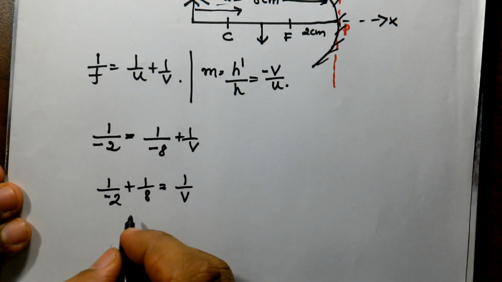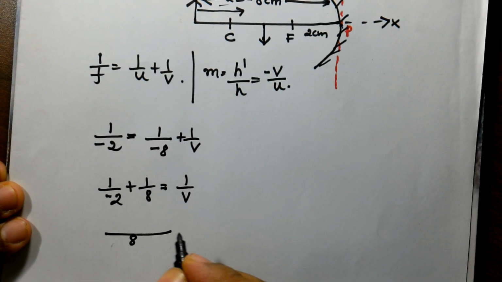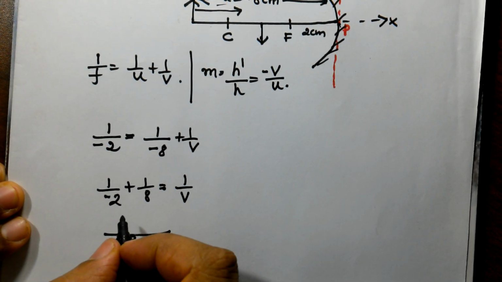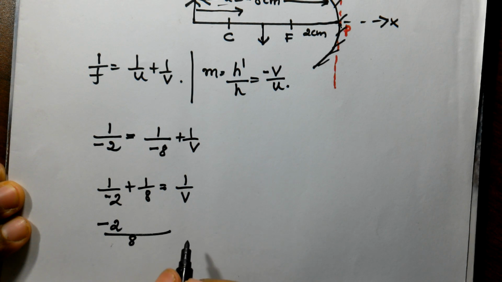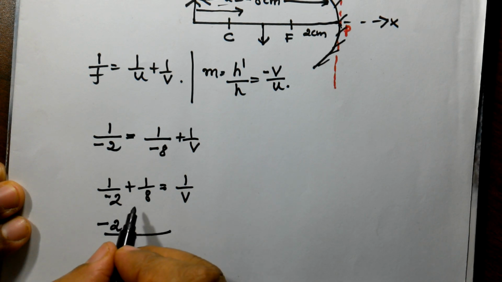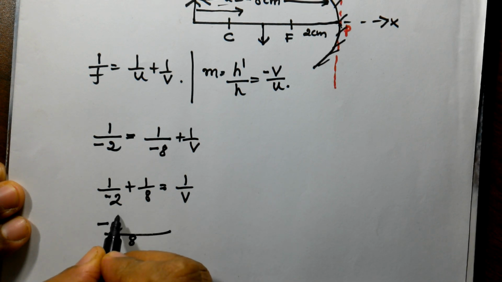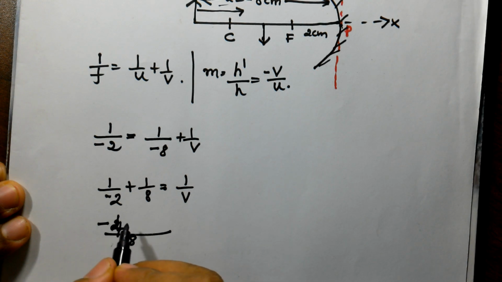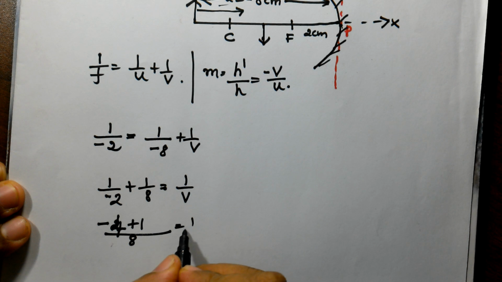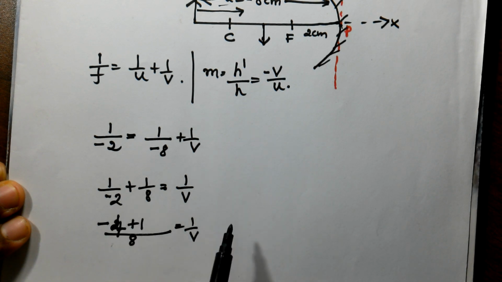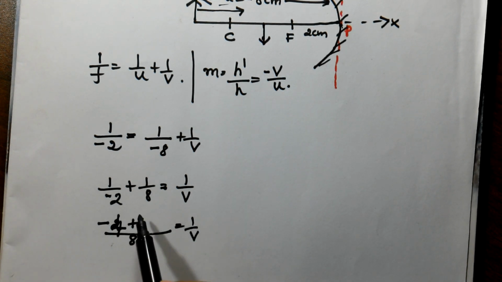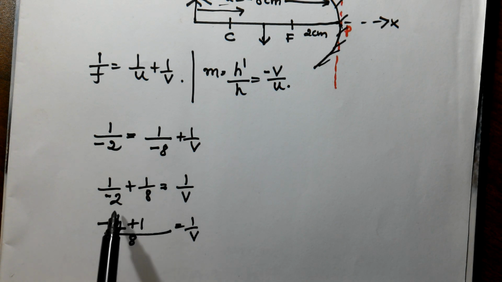So I will take 8 as common denominator. No calculator required here, only brain is enough. Minus 2, so if you have brain, use it. Plus, oh no, these 2 4s are, so minus 4 and 8 ones are plus 1. That is equal to 1 by v. Am I right? I have a brain, but I don't know whether it's proper or not.